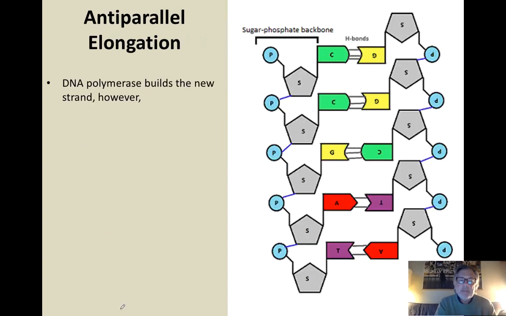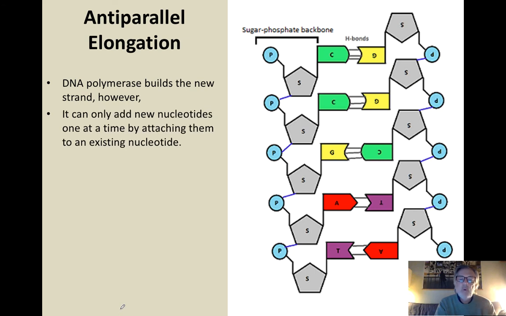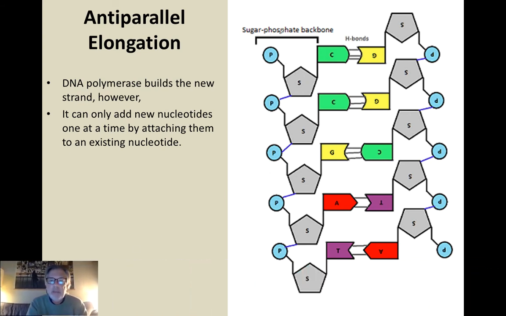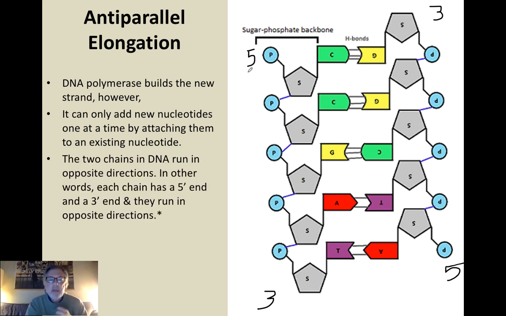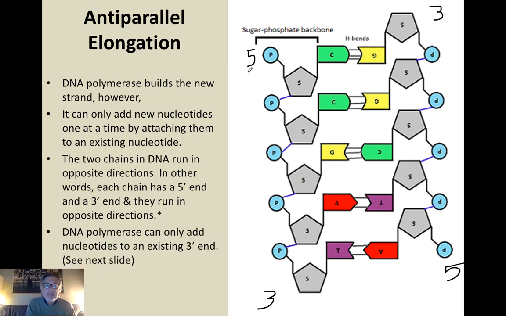DNA polymerase has to build the new strand. However, it can only work by attaching new nucleotides to an existing 3' end. You should know that this up here is the 5' end, 5' here. And this down here is the 3' end. And on the other strand, this is a 5 and this is a 3. The 2 chains run in opposite directions, as we already know and as I've just shown you. As I said, DNA polymerase can only add nucleotides to the existing 3' end.